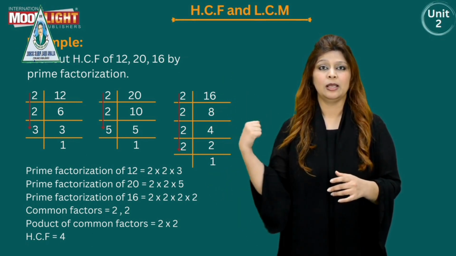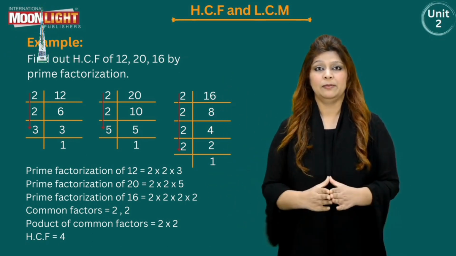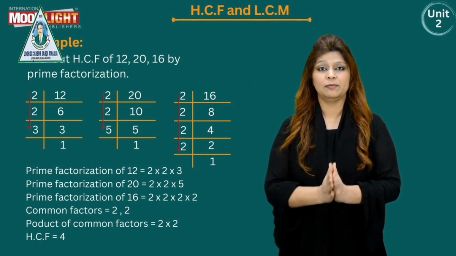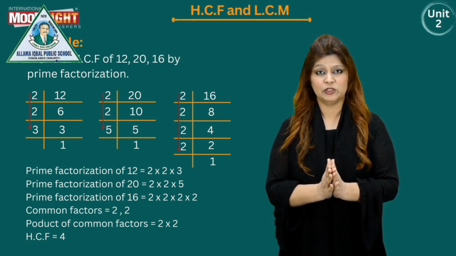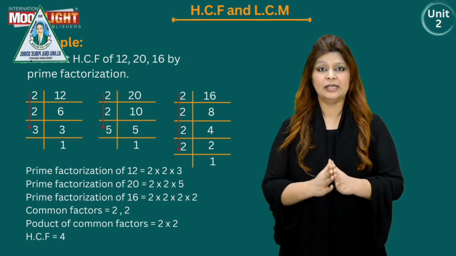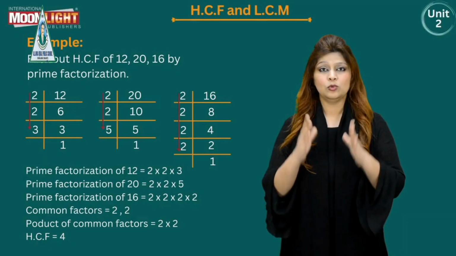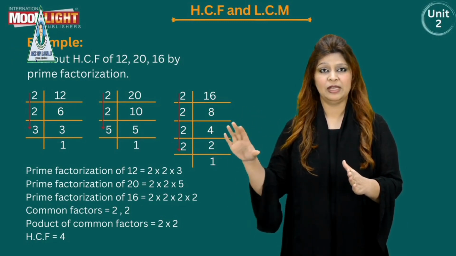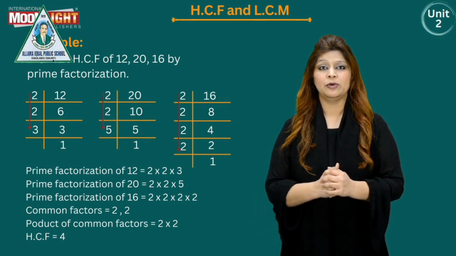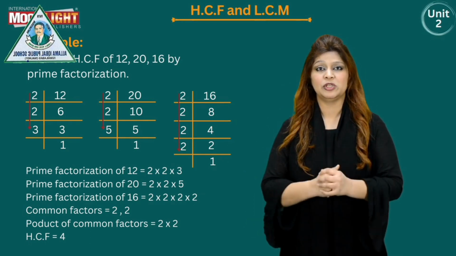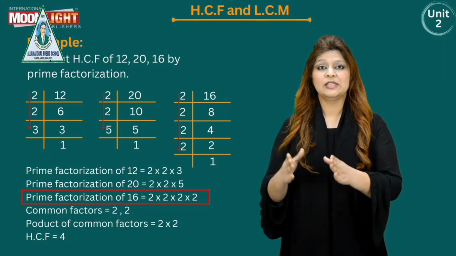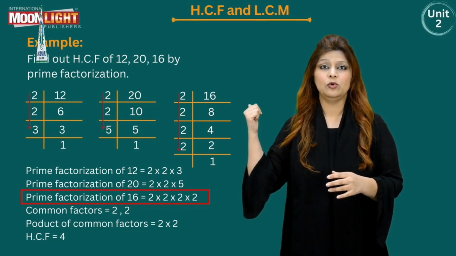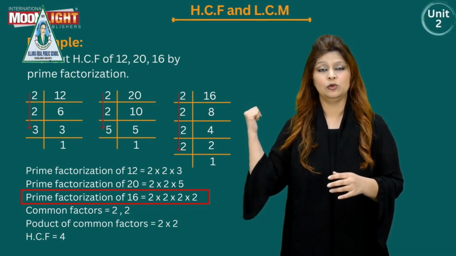Now all these numbers are prime numbers, and we are going to write them as a product because this is prime factorization. That is why we will write the third statement. The two statements which we did before will remain the same. Now we are going to write the prime factorization of the number 16, which is equals to 2 multiplied by 2 multiplied by 2 multiplied by 2.